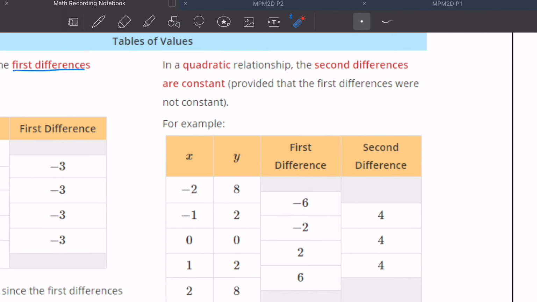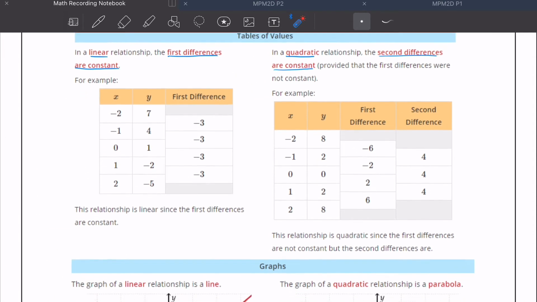However, if the first differences aren't constant and we go to look at the second differences, in a quadratic relationship the second differences are constant. So if you see that the first differences aren't constant, you can go, I wonder if we take the differences of these first differences to find the second differences, will those be constant? If these are constant and the first differences are not, then we have a quadratic relationship.